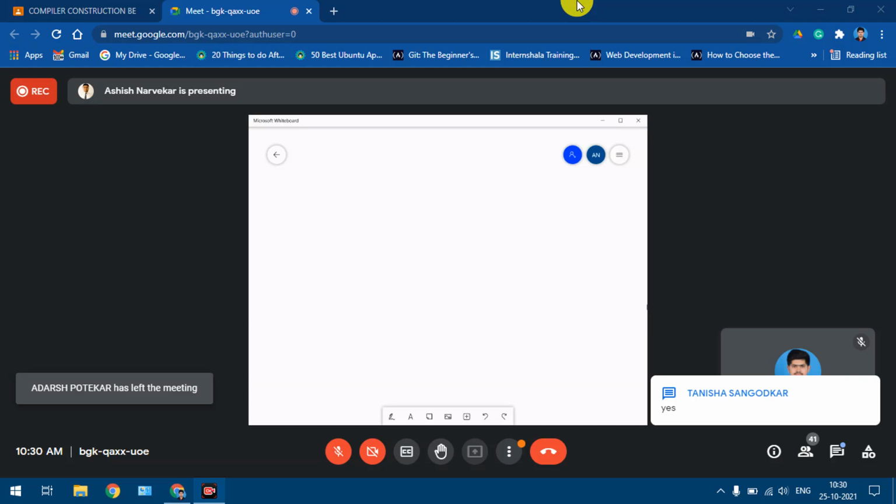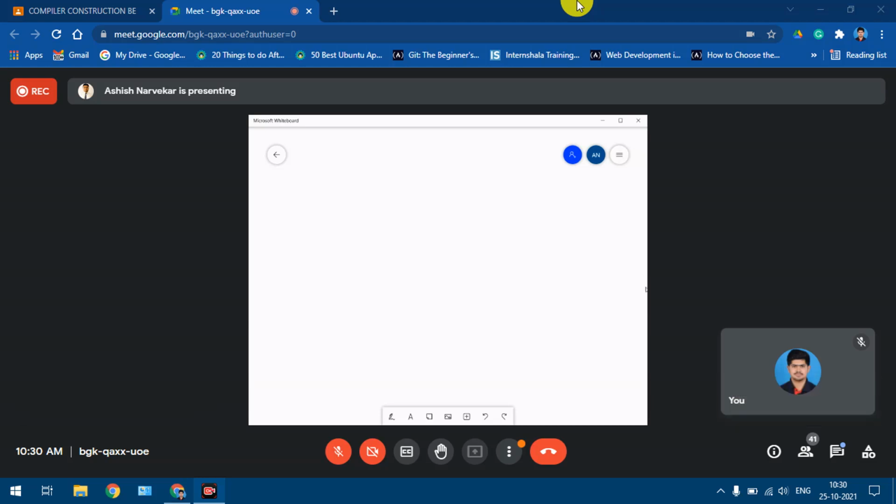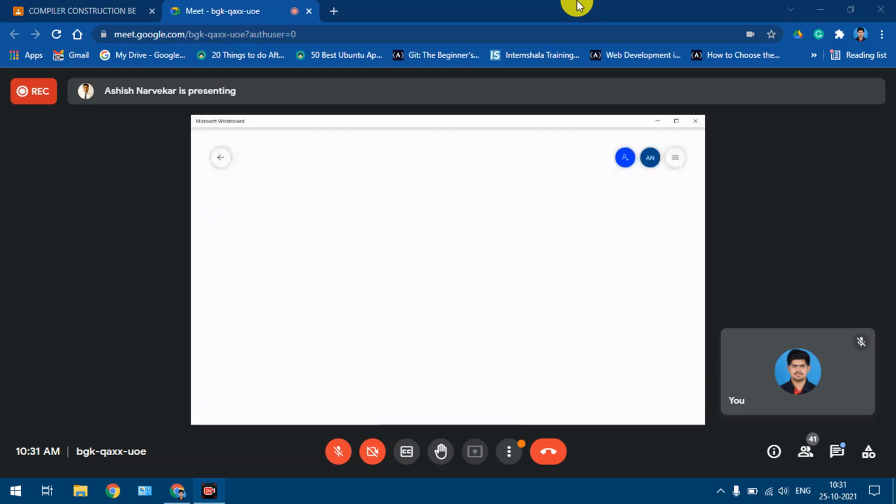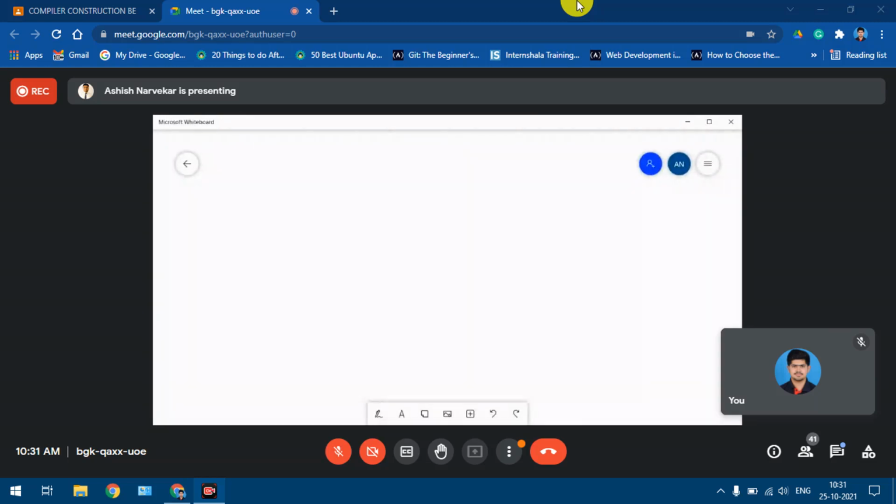So to begin with, as I said, we are starting with the second unit, that is syntax analysis. Before we begin with the prerequisite, which is context-free grammar, we'll have a quick glance at what exactly we are doing further ahead in this particular unit.